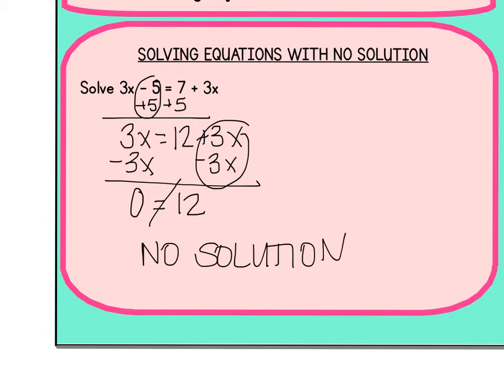So whenever you have the left side set equal to the right side, but it's not the same number, you can put a slash through it and write no solution.